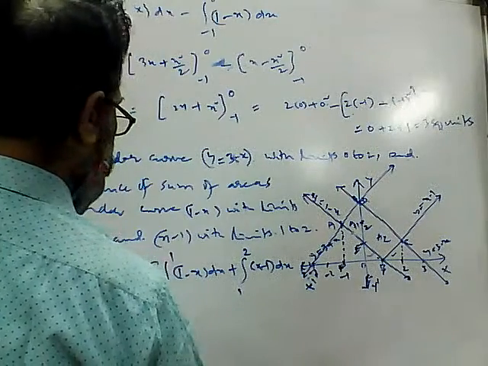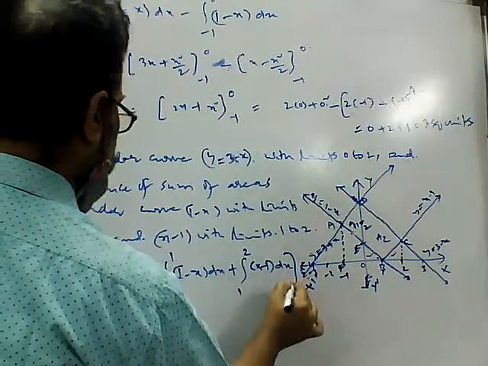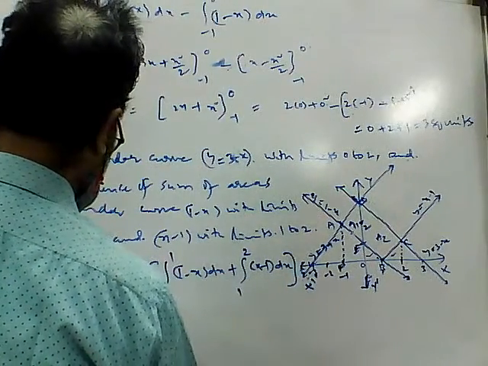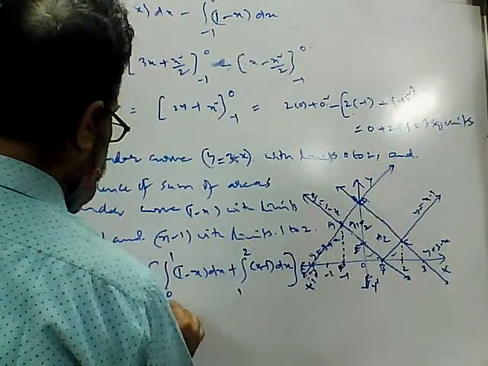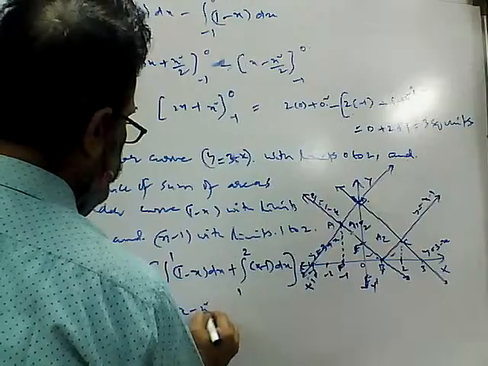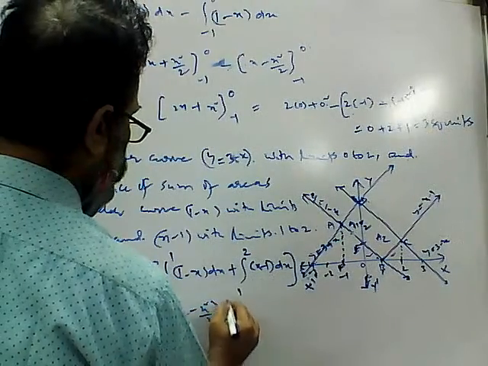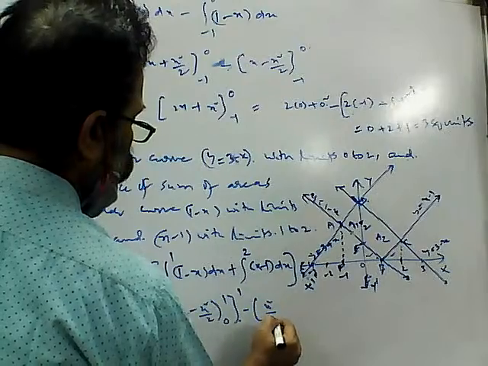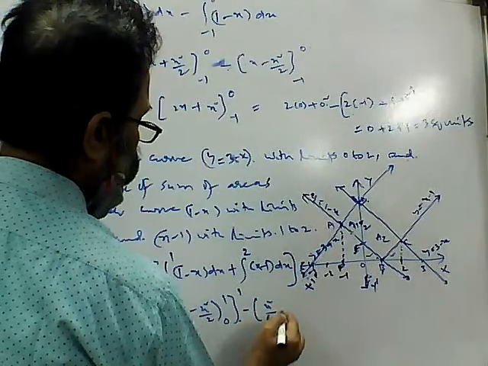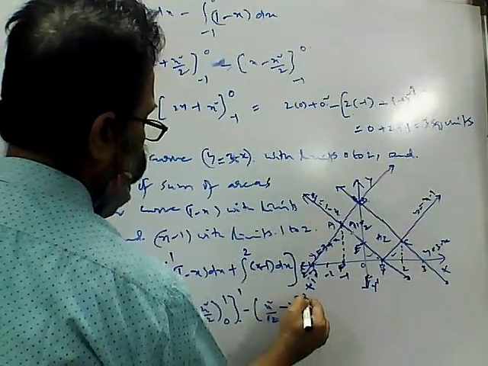That is equal to 3x minus x square by 2, from 0 to 2, minus of x minus x square by 2, from 0 to 1, minus of x square by 2 minus x, from 1 to 2.